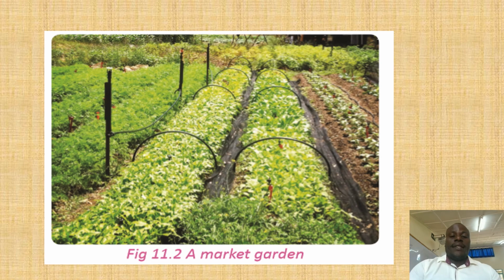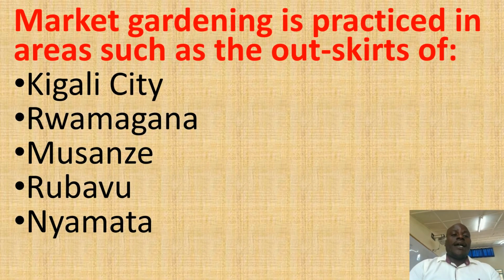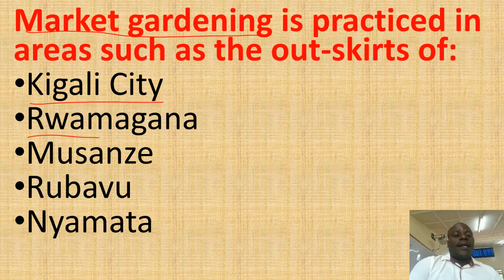Check this picture here, it indicates a market garden where the vegetables, flowers, or fruits may be grown. Here are market gardening areas in Rwanda, or areas where market gardening is practiced. We have Kigali City around there, Rwamagana, Musanze, Rubavu, and Nyamata areas.